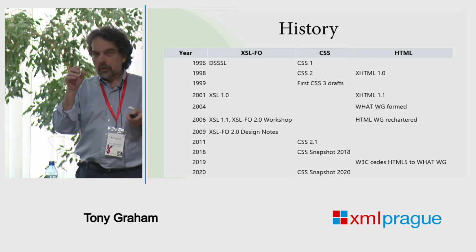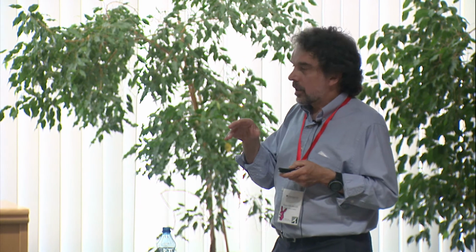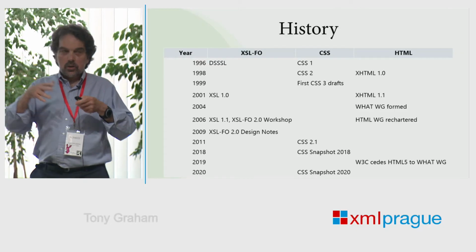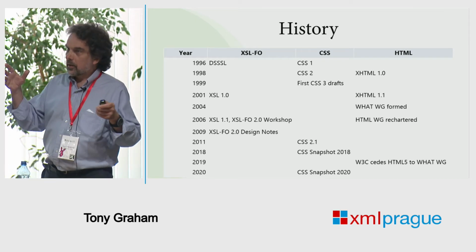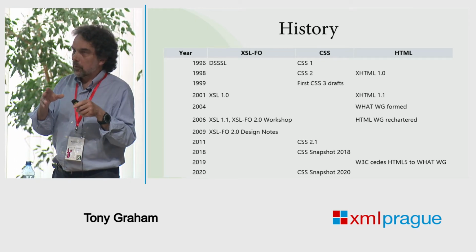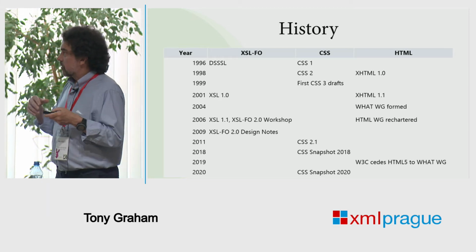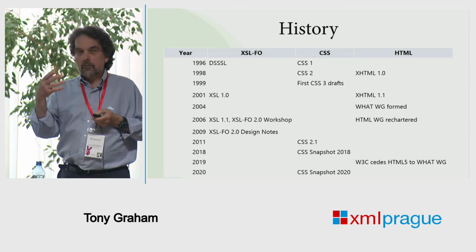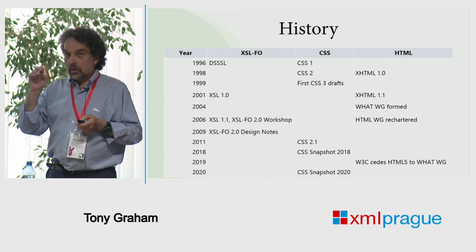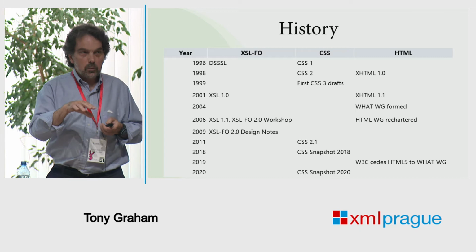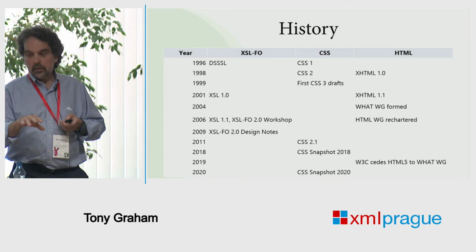XSL-FO continued with a sort of reduced working group and eventually petered out before producing an XSL 2.0. CSS was modularized so that people could work at different parts at different speeds rather than having to get everything cooked all at once to make a single recommendation. And in recent years, CSS has produced what they call snapshots, which describes the current state of the different modules, the ones that are stable, the ones that are still experimental.